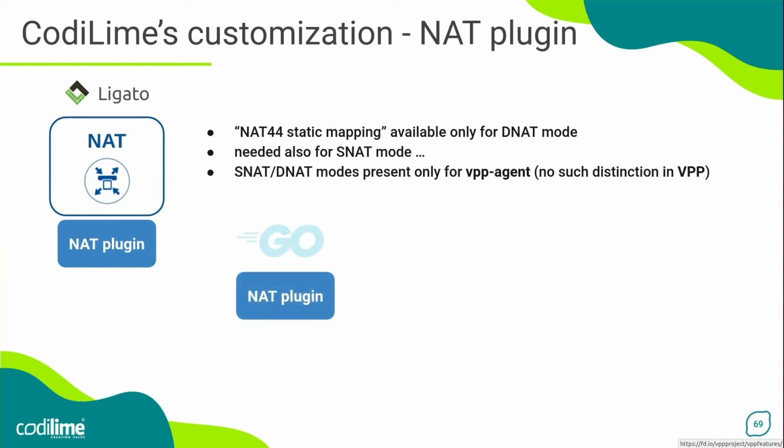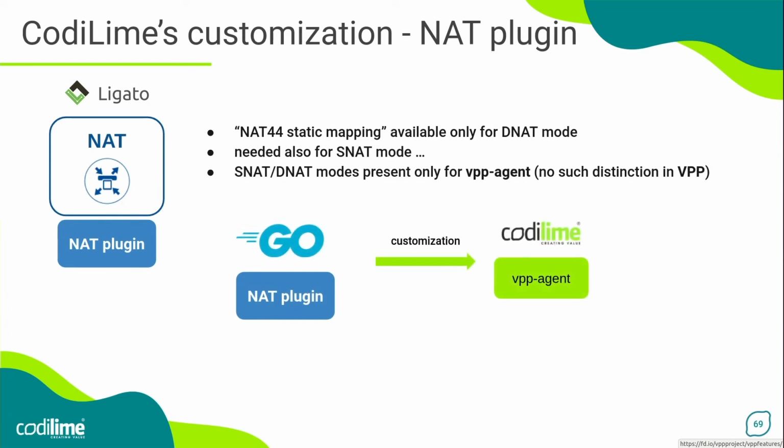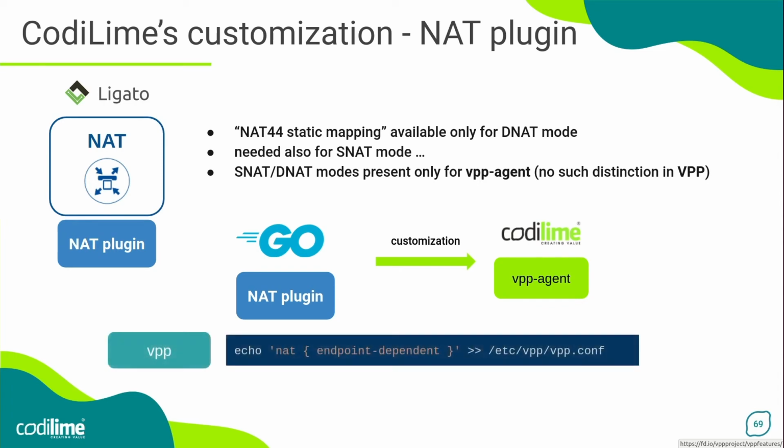Therefore, we modified the NAT plugin source code to get rid of this limitation, and then we built our custom VPP-agent image. A final remark is that NAT static mapping on VPP only works in the so-called endpoint-dependent mode. Therefore, the following line has to be added to the VPP startup config file.